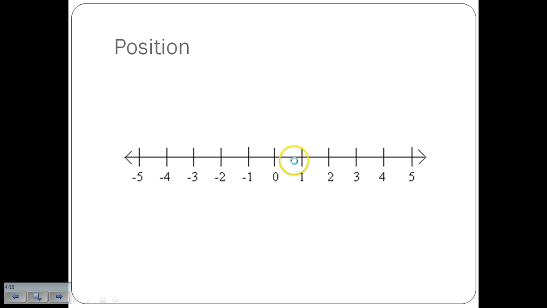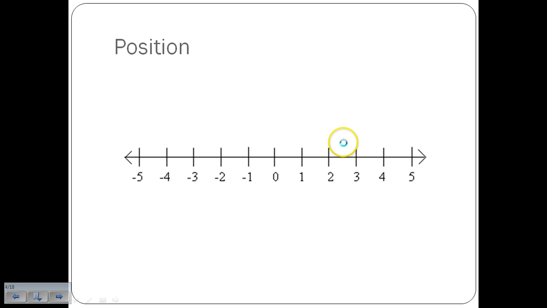So first we're going to talk about position, and when we talk about position, we look at a number line. So if we had a number line here and we had this arbitrary 0 point here, that means that to the right we would describe those positions as 1, 2, 3, 4, and 5. And 1 represents 1 position to the right, 2 represents 2 positions to the right, 3 represents 3, and so on and so forth. And then the negative numbers here represent going to the left.